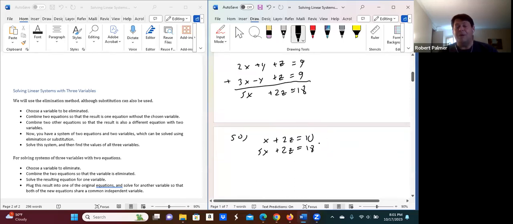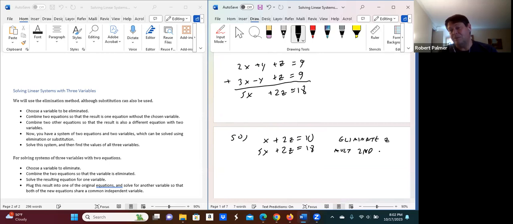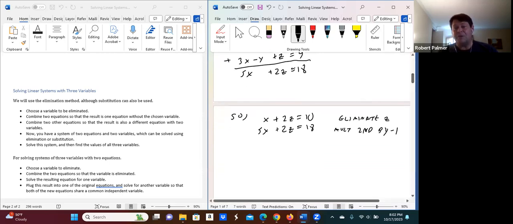Okay. Now, once again, we still want to use the elimination method. So let's eliminate, it doesn't matter, let's just eliminate z. That's probably the easiest. So let's multiply the second equation by -1. That's just a choice, and that will change the sign.